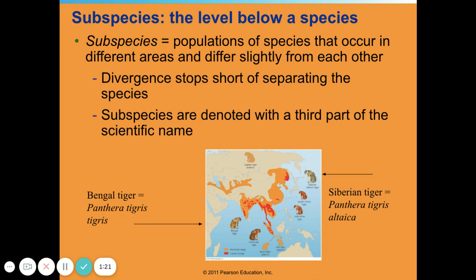Although the term subspecies is controversial among some biologists, a subspecies is defined as populations that have changed over time as compared to the original populations, but not quite enough to be considered different species. When you're writing a scientific name, the subspecies is a third part. So if you ever see a name with 3 parts, that's a subspecies.